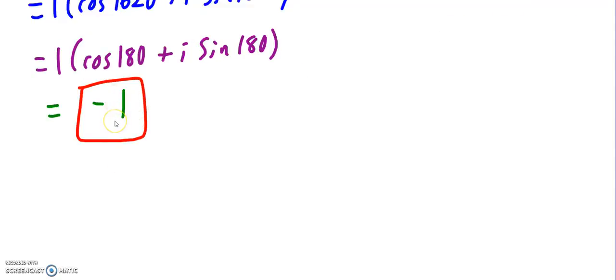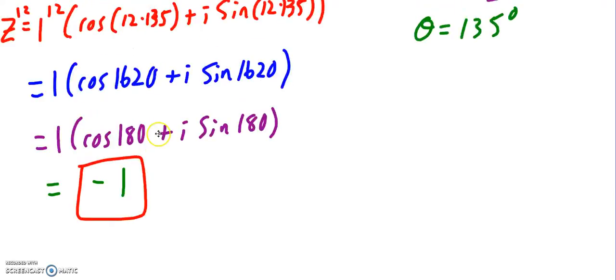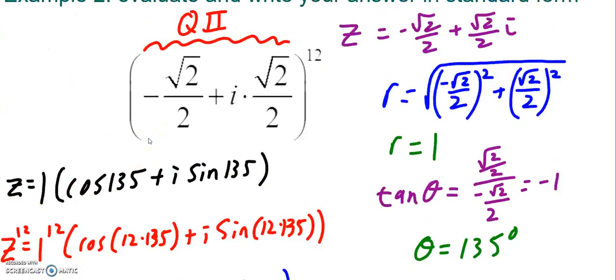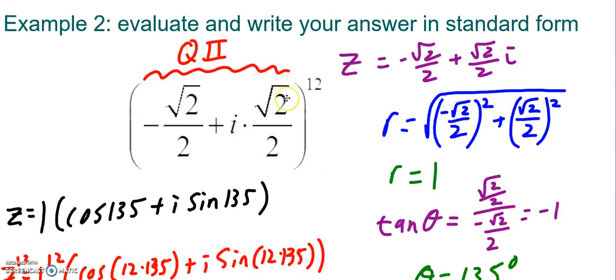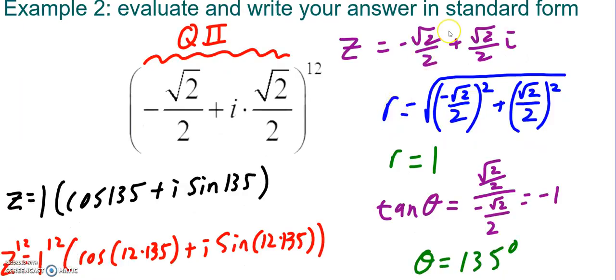All right, so over here you got the answer is actually just negative 1. If you wrote negative 1 plus 0i, that's fine. But negative 1 is what we get. Okay, so how do we do that? So again, here was my complex number, negative root 2 over 2 plus root 2 over 2i. So I need to figure out, okay, what is the r value? r is the square root of a squared plus b squared. r came out to be 1.